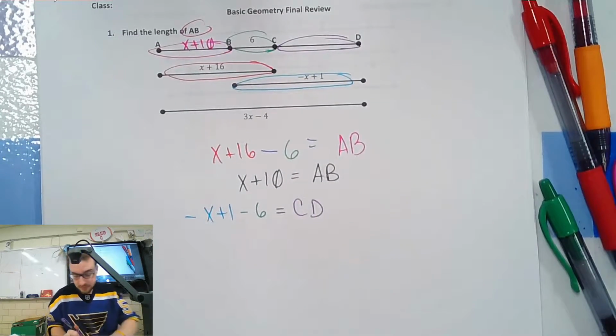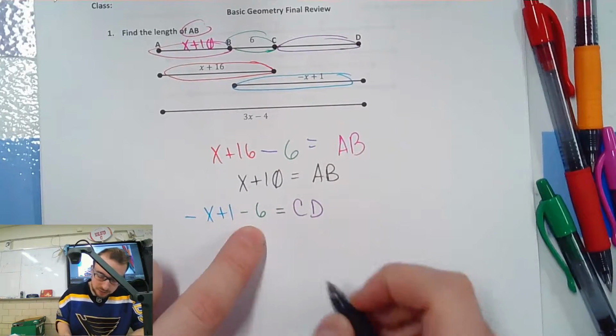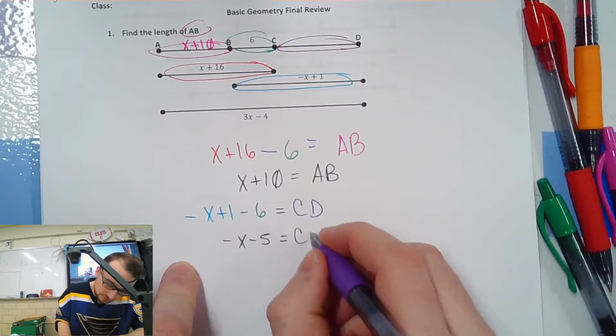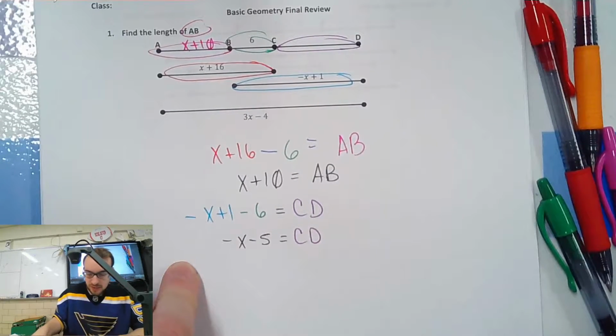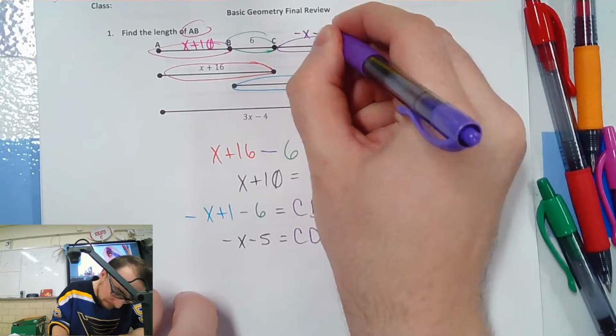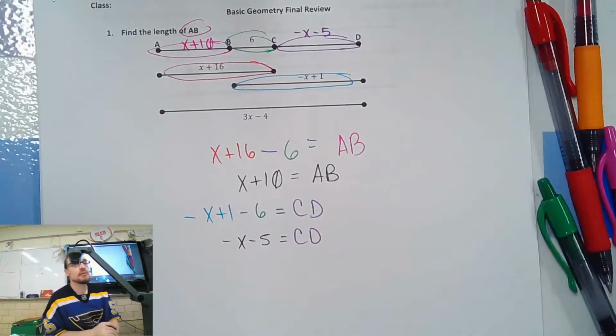Negative x plus 1 minus 6 is negative x minus 5. So I'm going to write that in. That's what CD is, negative x minus 5. Cool?